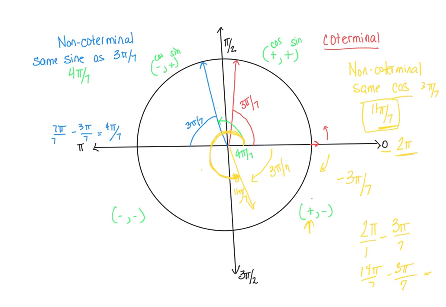So coterminal means I end at the same spot. Non-coterminal means I end at a different spot. But remember, reference angles will always give you the same sine or cosine value, just the positive or negative changes. So if I want this exact same sine, I need to be in the second quadrant. First and second will have the same positive sine. If I want the same cosine, I need to be from first to fourth quadrant with that same reference angle, the distance away from the x-axis.